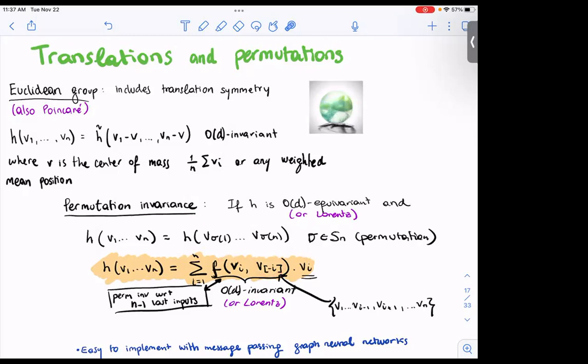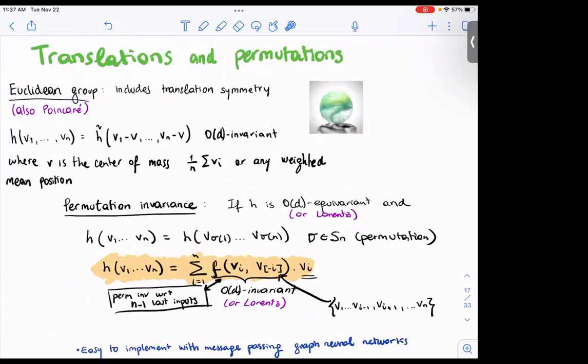It's a little bit complicated to explain, but basically the thing that multiplies vi is a function of vi and everything else, so as a set. So that is easy to implement as message passing. If you were working on graph neural networks, then that's one of the applications, one way you can implement this model, for instance.